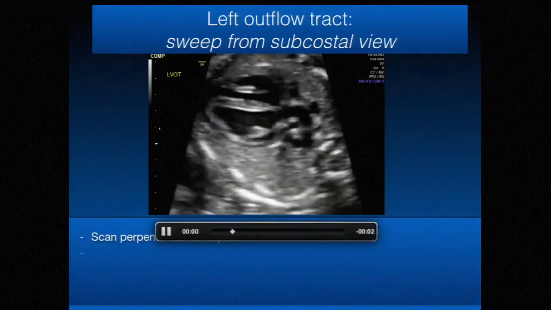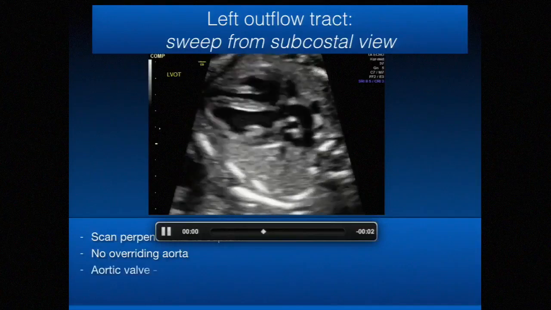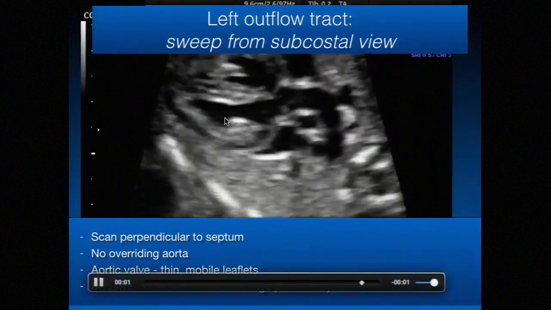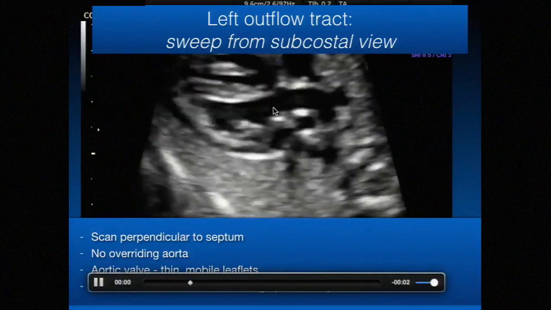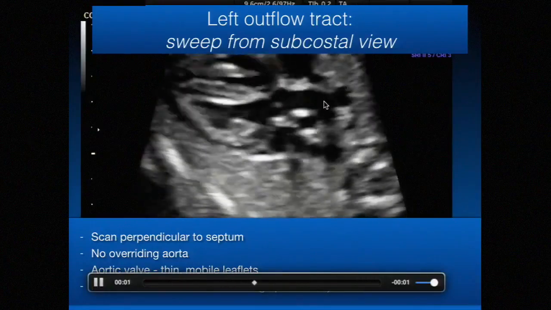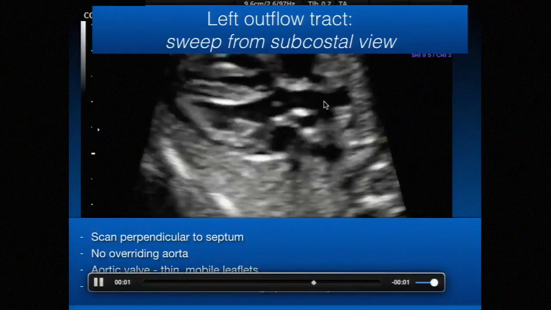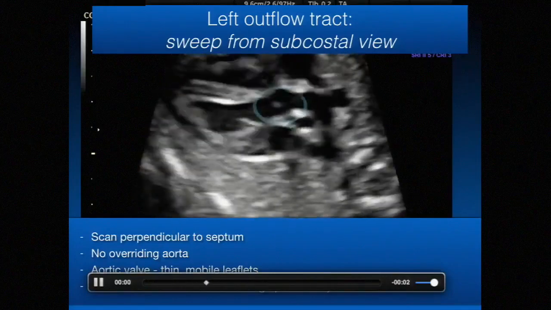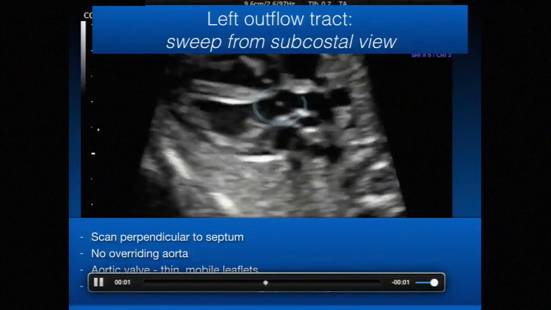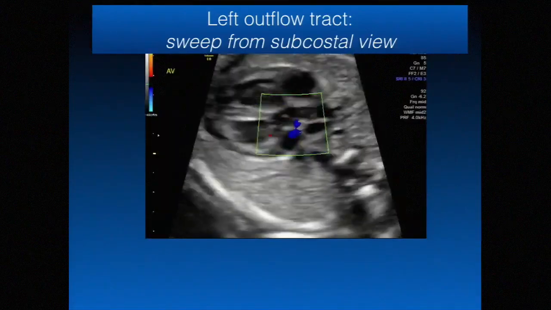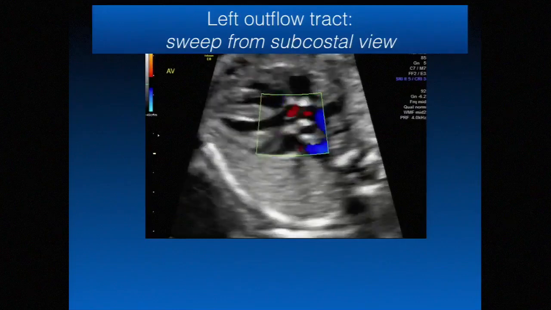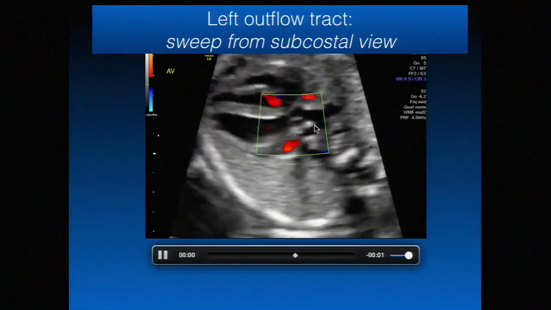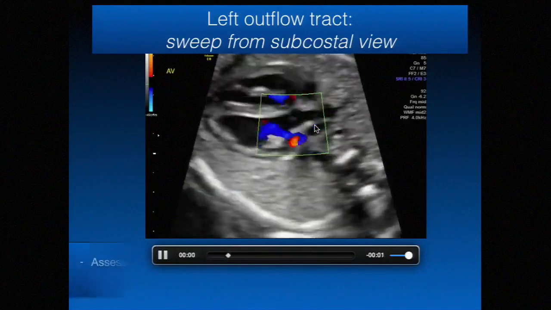So from this view, I'm looking at the septum, I'm looking at the valve, I'm making sure that there's no override, I'm making sure that the vessel looks nice and contiguous and the caliber looks nice and normal. And if I measure this valve, I'm going to measure it in systole with the valve open at the hinge points. Color flow, again, should be used in this perspective as well. Again, looking at the septum and also looking at the flow across the valve.